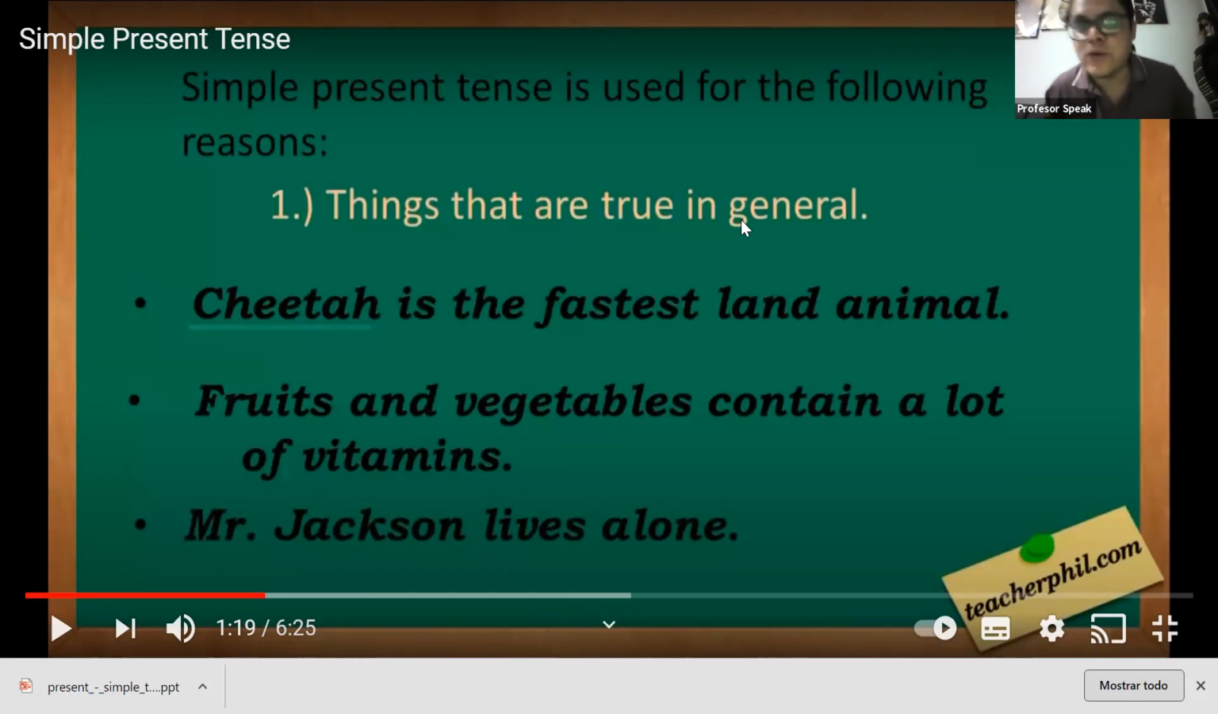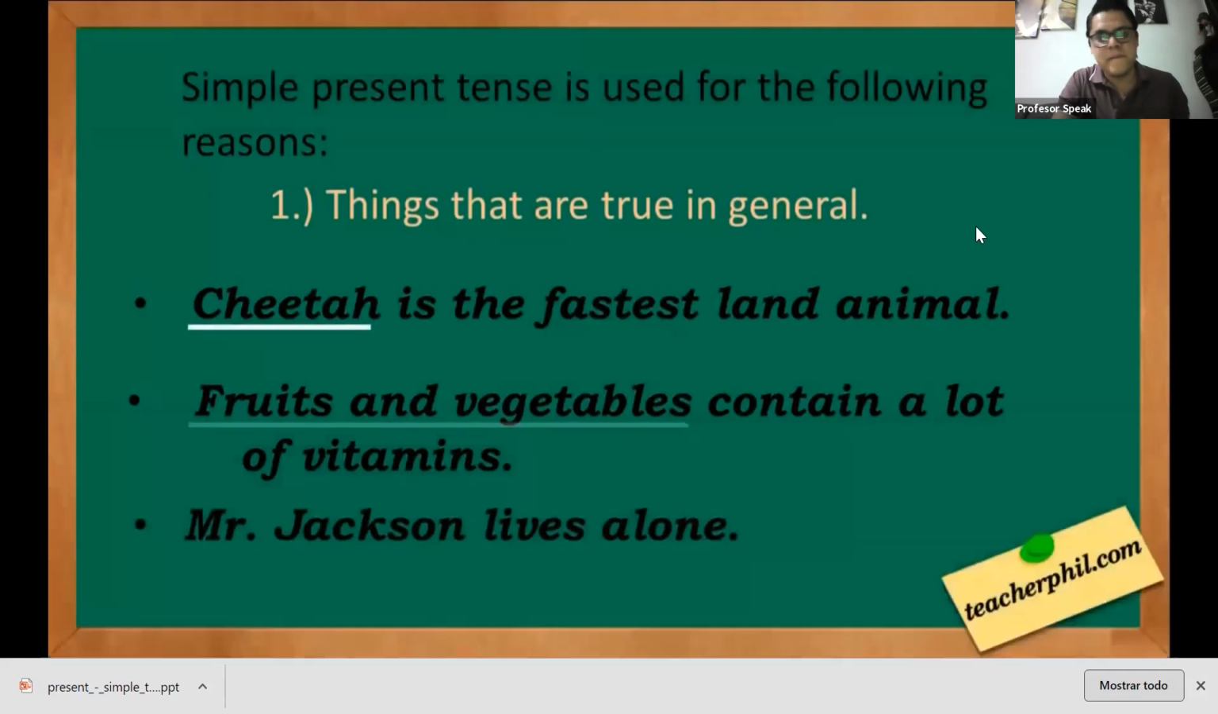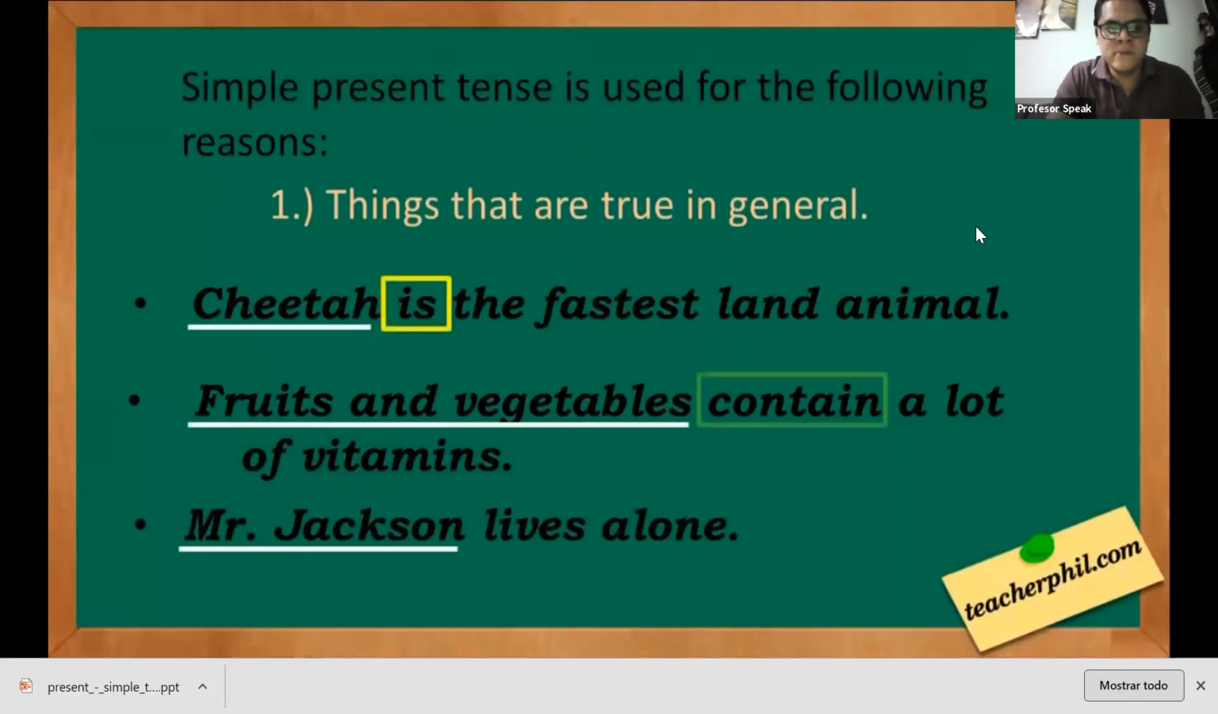Let's see. Katia, do you live alone? No, I don't live alone. Okay, but that's a true fact. That's a general truth. Katia doesn't live alone, okay? Let's continue. Cheetah, fruits and vegetables, and Mr. Jackson are the subjects in these sentences, while is, contain, and lives are the verbs.